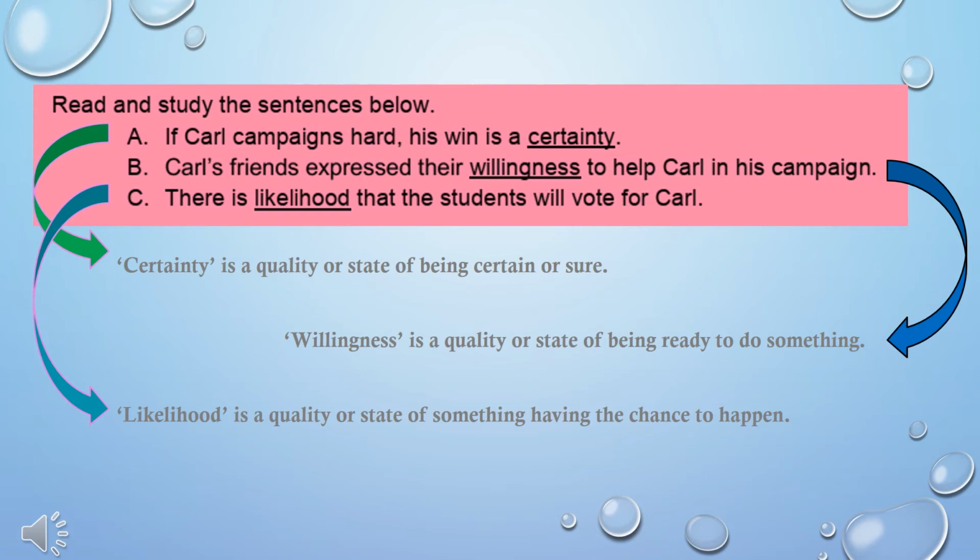B. Willingness is a quality or state of being ready to do something. In sentence B, we can say that the friends of Carl are ready to help Carl in his campaign. Letter C. Likelihood is a quality or state of something having the chance to happen. In sentence C, it means that there is a chance that the students will vote for Carl.